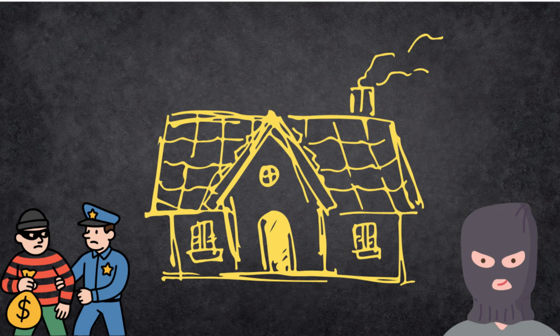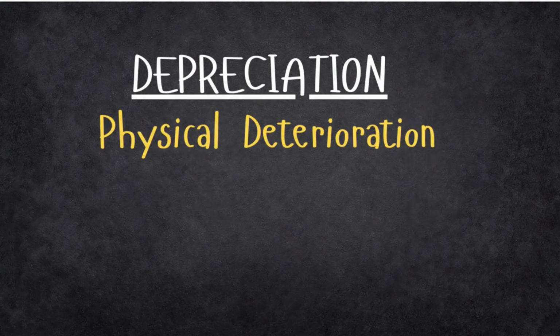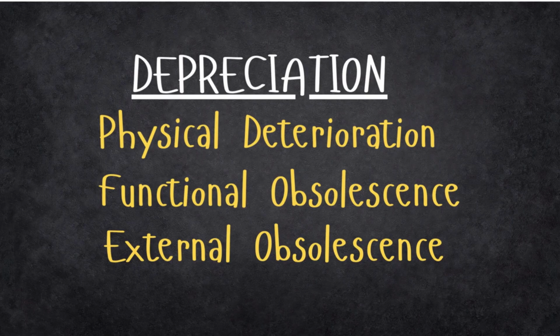Nothing stays the same forever. Things wear out, styles change, and sometimes the world around the property changes too. When any of these things cause a property to lose value, we call that depreciation. This is really important to understand. Depreciation is actually divided into three main categories: physical deterioration, functional obsolescence, and external obsolescence.